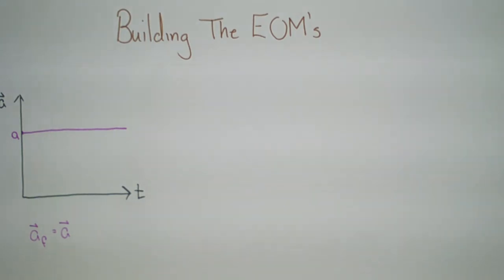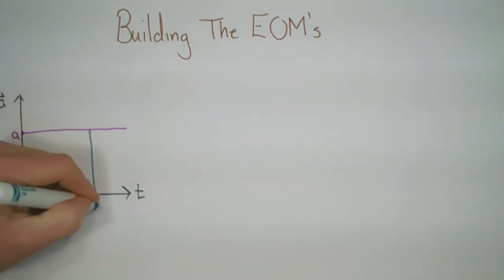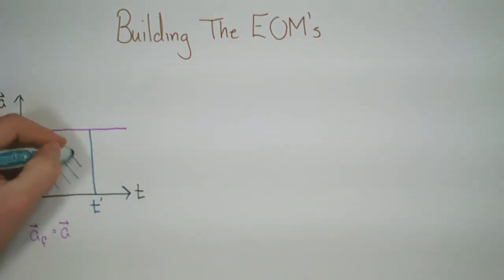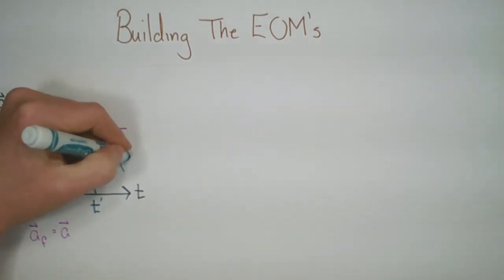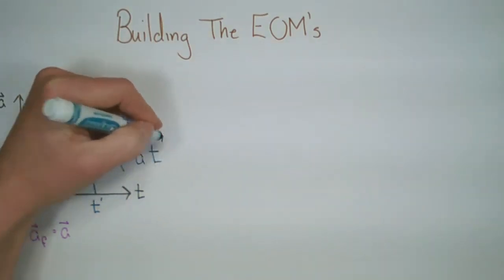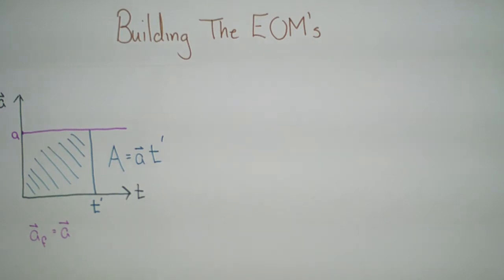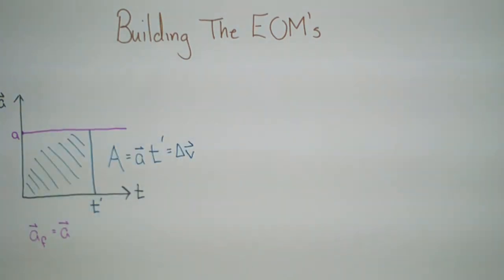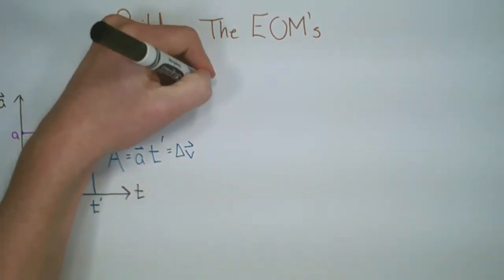What we can now do is consider the area under this curve. The area is going to be defined by the acceleration in the y and some time t prime. The acceleration is simply a rectangle, so it's going to be the acceleration times time prime. But acceleration times time simply describes a velocity, or more specifically, a change in velocity. If we calculate several of these, it will allow us to build up a velocity time graph.